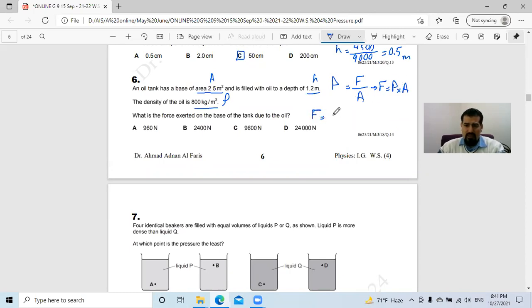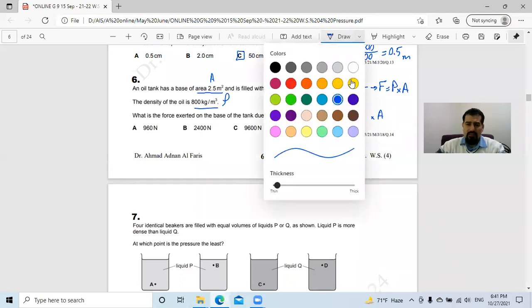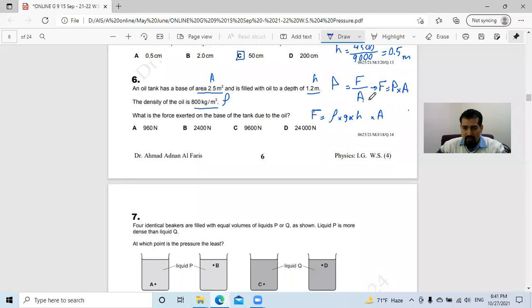So the pressure, which is density times gravity times height, is multiplied by the area to find the force. So again, girls and boys, look here. By doing cross multiplication, force equals pressure multiplied by area. Now, density times gravity times depth is the pressure, multiplied by the area. So we put the values we have: 800 multiplied by 10, multiplied by the depth, which is 1.2, and all of this multiplied by the base area, 2.5. The answer there is 24,000 Newton. Yes, that's the force.